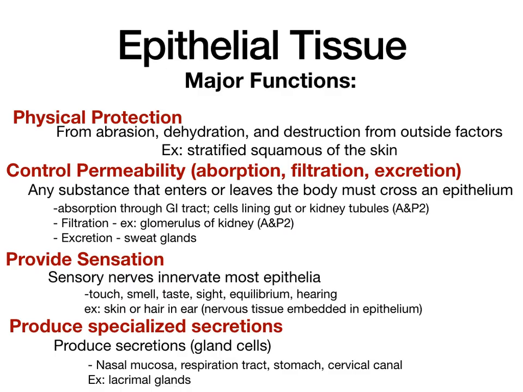And then it produces specialized secretions. These secretions come from our gland cells: the nasal mucosa, the respiratory tract, our stomach, our cervical canal, and our lacrimal glands are all examples of secretions that these gland cells can produce.